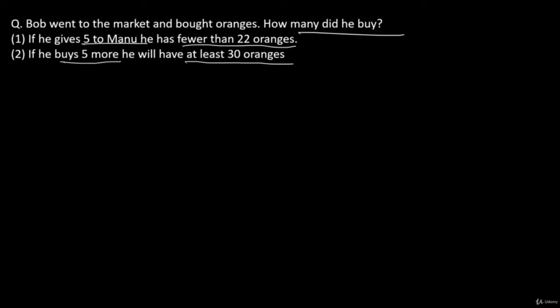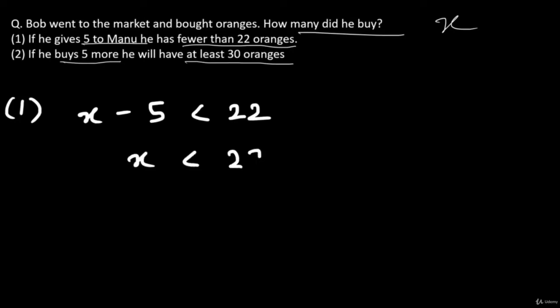Alright, we are back. I hope you have given it a try. Let's do it together. Now, statement 1 says if he gives 5 to Manu, he has fewer than 22 oranges. Let's say that he bought X oranges. So if he is giving 5 away, he'll have X minus 5, and that will be less than 22. Right? That's what statement 1 says. So this means that X is less than 27.